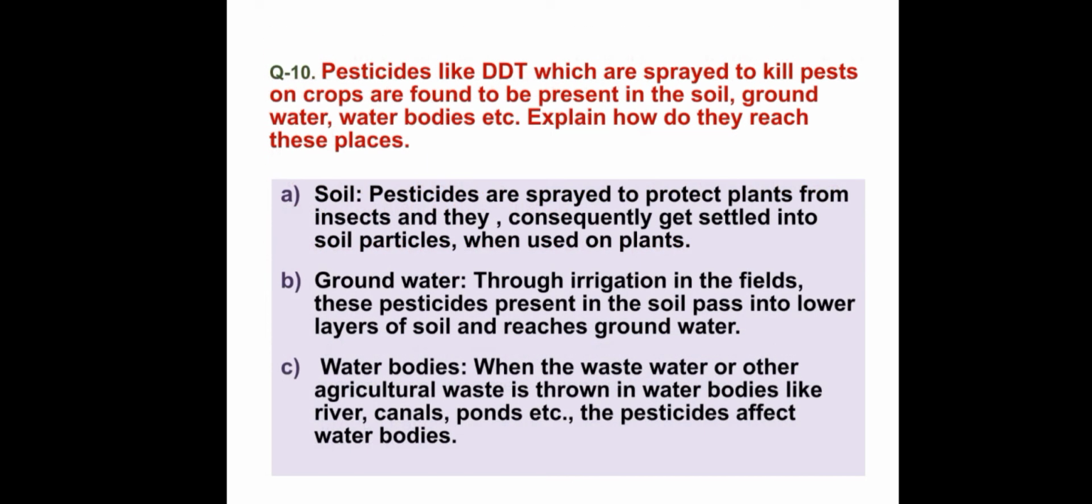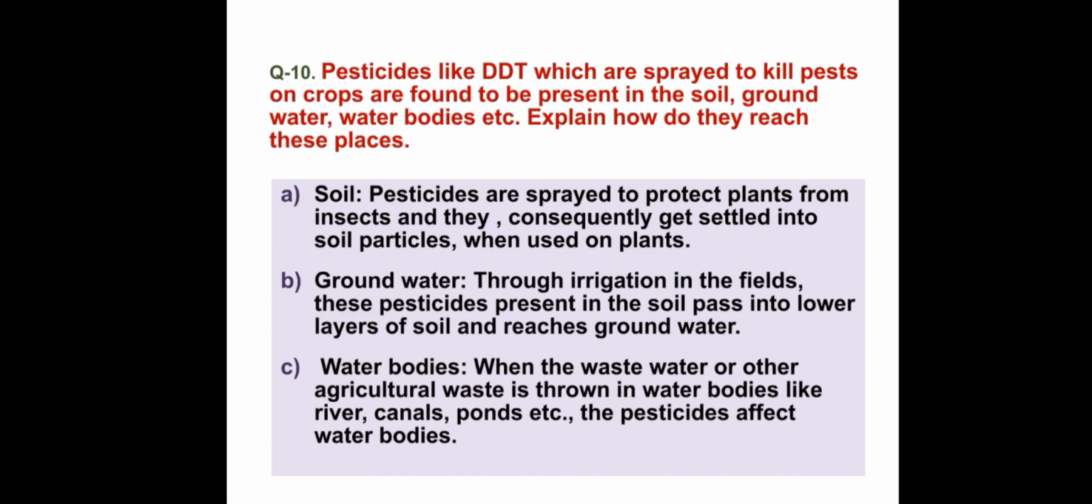Let's see one more question. Pesticides like DDT, which are sprayed to kill pests on crops, are found to be present in the soil, groundwater, water bodies, etc. Explain how they reach these places. Let's see how DDT reaches soil. Pesticides are sprayed to protect plants from insects, and they consequently get settled into soil particles when used on plants. So in this way, soil is getting polluted or accumulated with this DDT.